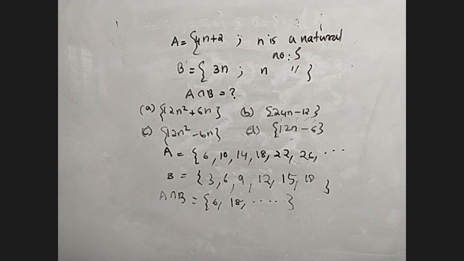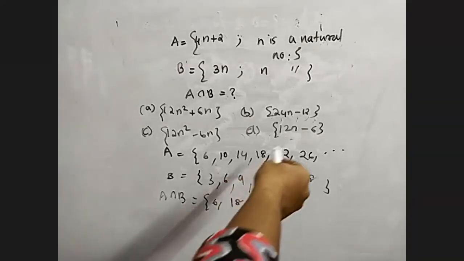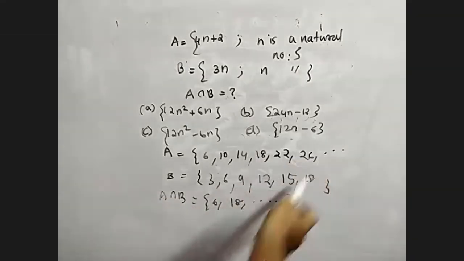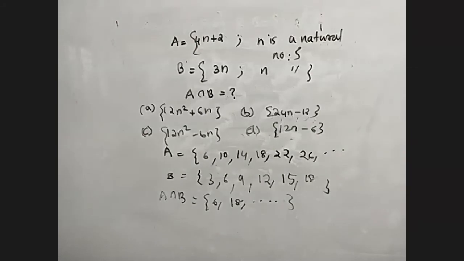Everyone got option D? Yes, ma'am. Okay. That means just substitute and see. 12 into 1 minus 6 and 12 into 2 minus 6. We will get 6 and 18. Okay. Write down the next question. This is clear for everyone, right? Then do the next question.